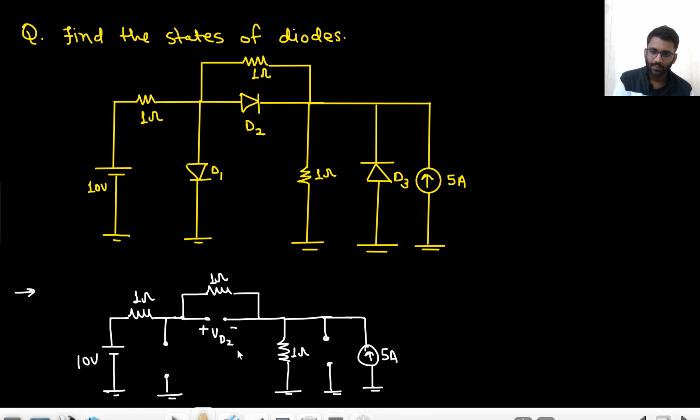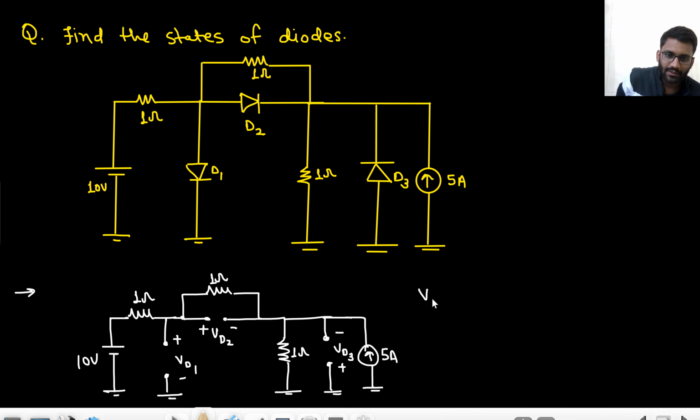This VD2 you will find, VD3 you will find, in this direction you will find, right? VD3, because this is positive, this is negative, and VD1 you will find. Okay, use your concept of network analysis and find. What I will do, I would prefer applying superposition. Okay, let's find out the values by applying superposition.